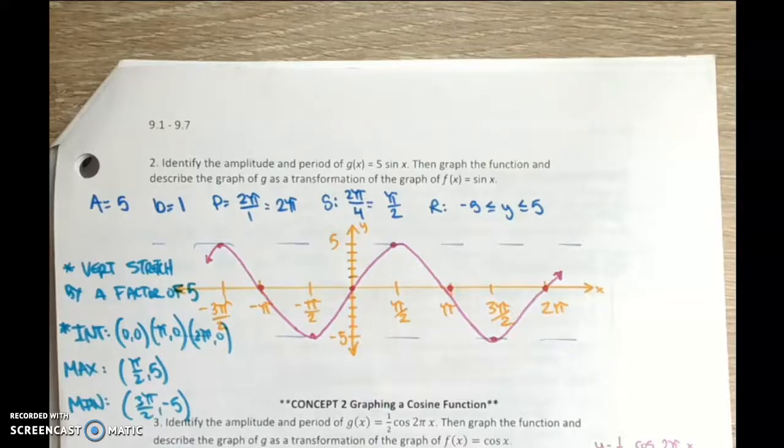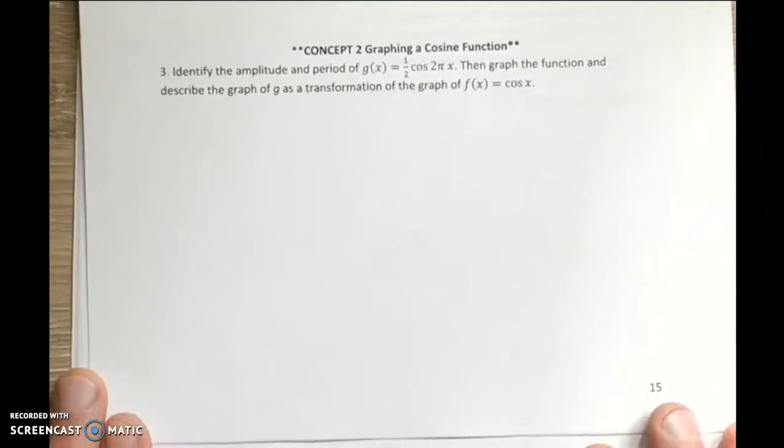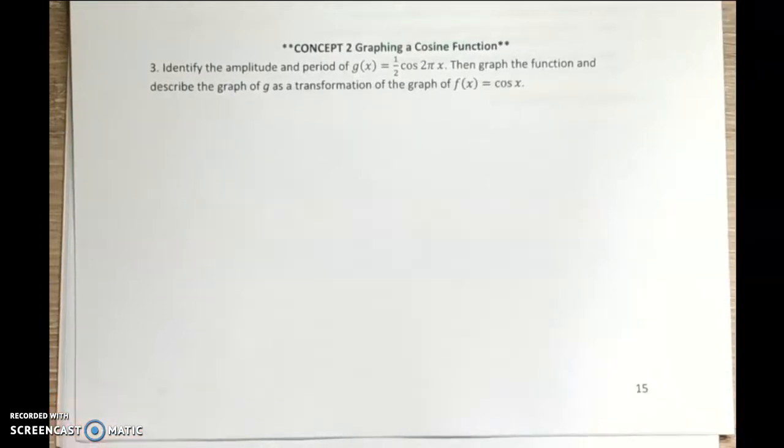And I'm going to go ahead and go to concept 2, graphing a cosine function. Number 3 says identify the amplitude and period of g of x equals 1/2 cosine 2 pi x. Then graph the function and describe the graph of g as a transformation of f of x equals cosine x, our parent function. Okay, so here we go.